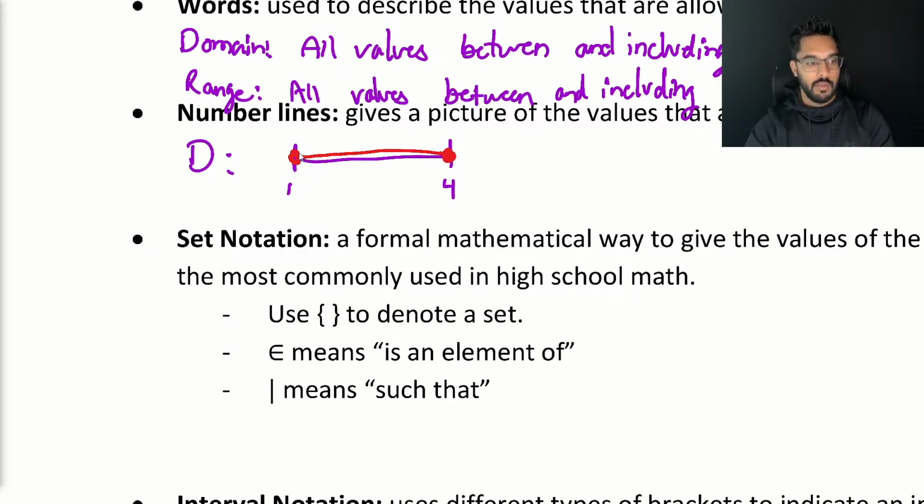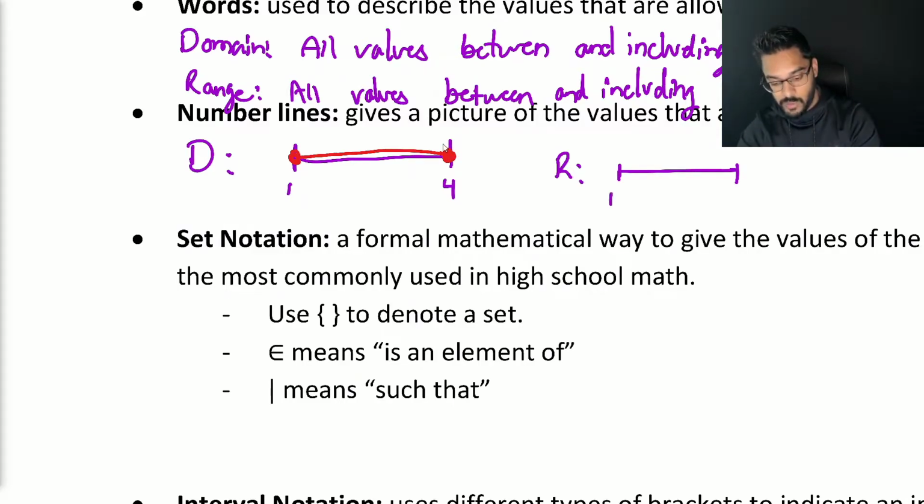Now for the range, it will also show a one-dimensional picture, but you're not going to draw a vertical number line. Your number line is still horizontal. This time it goes from 1 to 3, not 1 to 4. And again, the endpoints included. There's your number line for range. Honestly, the same picture, the numbers are just changed.